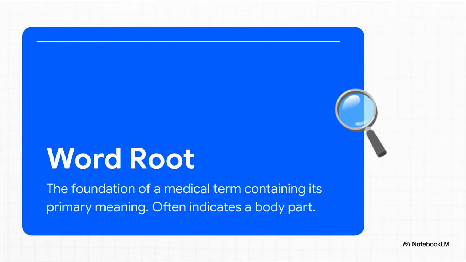First up, the word root. This is the absolute foundation of the word. It's the main subject. You can think of it as answering the question, what part of the body are we talking about? A classic example is cardio, which just means heart.